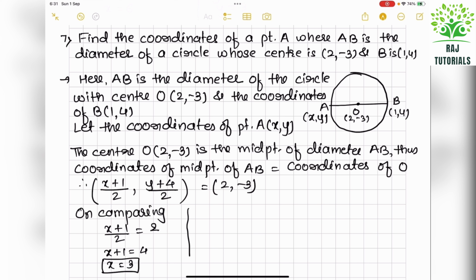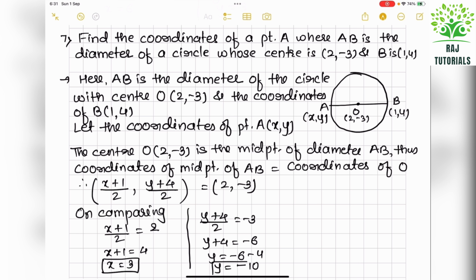And similarly, y plus 4 by 2 equal to minus 3. So, y plus 4 equal to minus 6. So, y equal to minus 6 minus 4. So, y equal to minus 10. So, at last I have got the point x comma y.